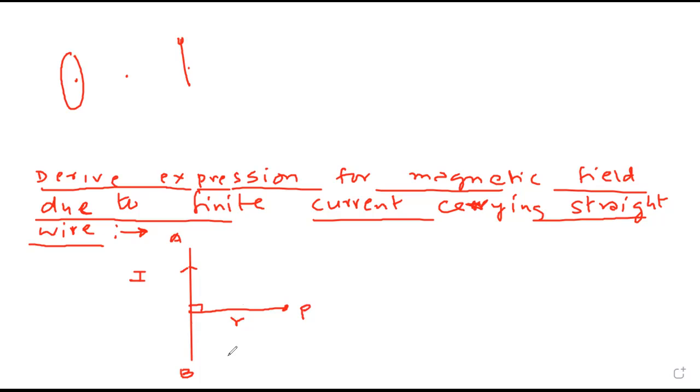See, I know only Biot-Savart's law. That gives me the answer for an elemental length. Then we integrate. So here we take a small elemental length. Suppose this is point O. Let dl be the elemental length at distance L from O.